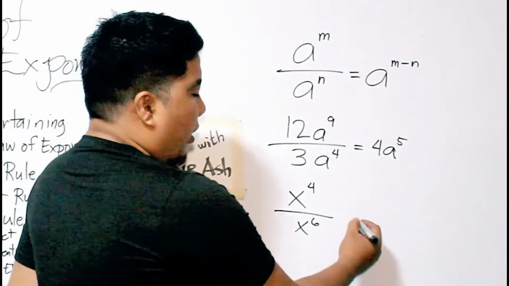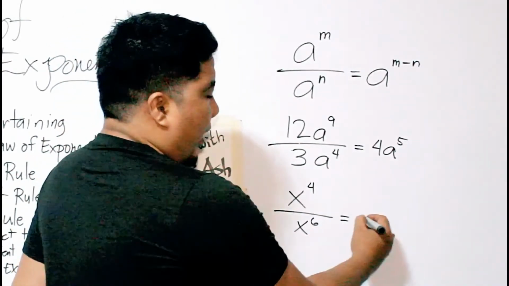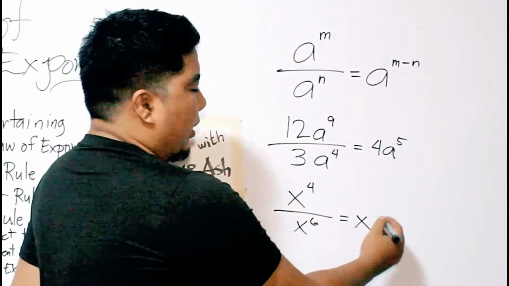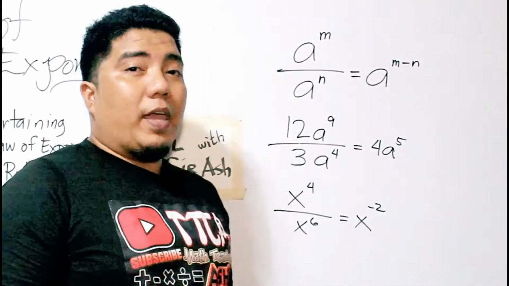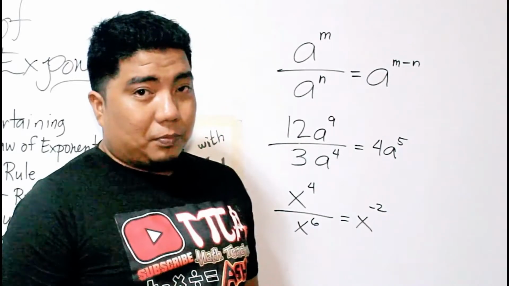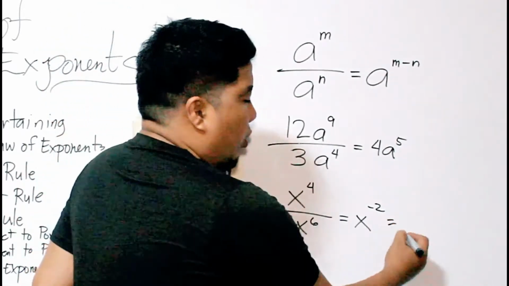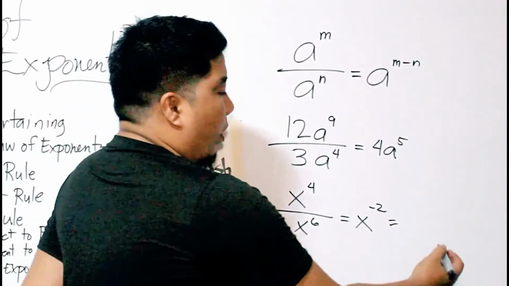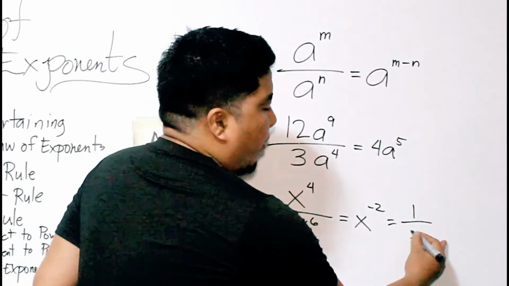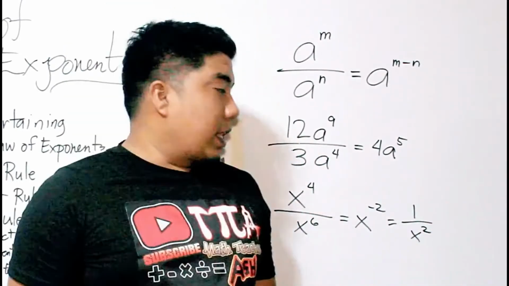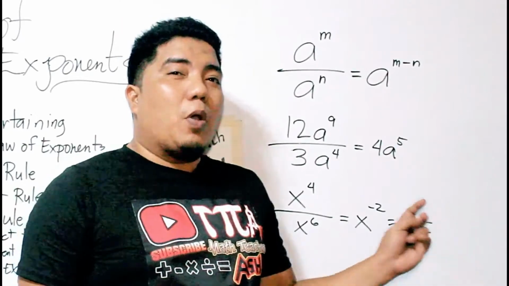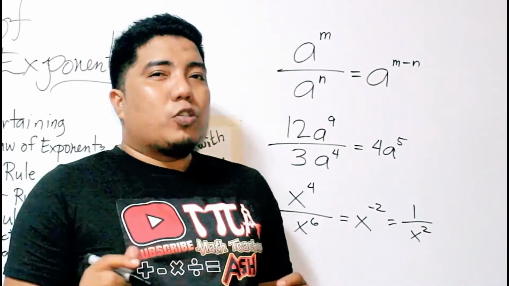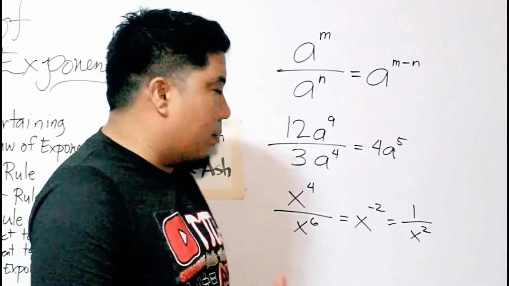So what you will do here is copy the base, and then 4 minus 6 is negative 2. Then you are not yet at your final answer. So what we'll do is get the reciprocal of that, and that will become 1 over x squared. Now, this may become confusing for you, but let me show you a technique so that you can have a full understanding of this.